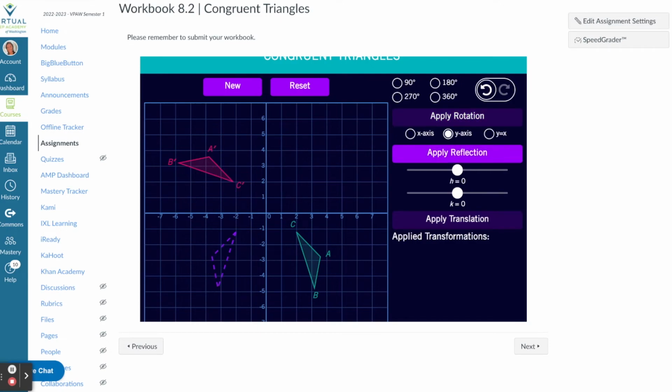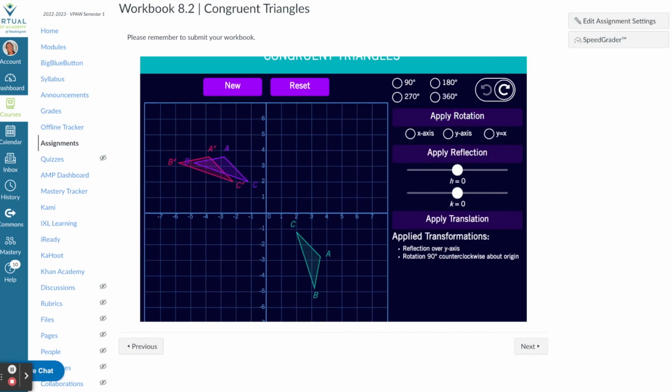I'm going to try a reflection over the y-axis. And okay, maybe that looks a little bit better. So I'm going to try that. You have to make sure that you click apply to make it stick there. And then now I'm going to try a rotation. So I want to go clockwise. I need to click over on the clockwise arrow, and then I'm going to try 90 degrees. So we're getting closer. It's really close now. So it's at least the right orientation. To make that triangle stick there, I need to click on apply rotation to put my new triangle there.